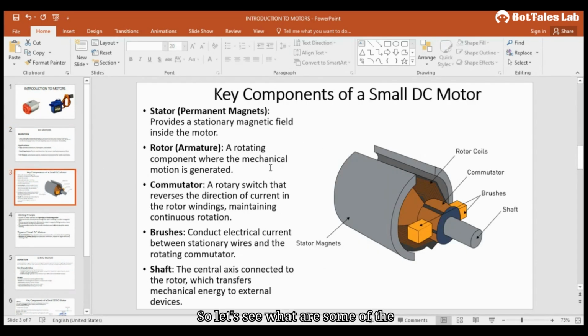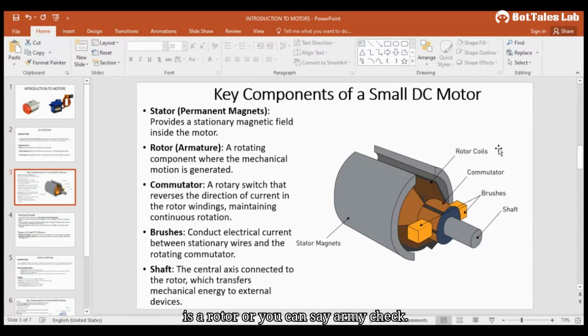So let's see what some of the components of a DC motor are. Our DC motor has different components like stator magnets, rotor coils, commutator, brushes, and shaft. Let's see each and every component in detail. So what is a stator magnet? It is a type of permanent magnet. It provides a stationary magnetic field inside the motor.